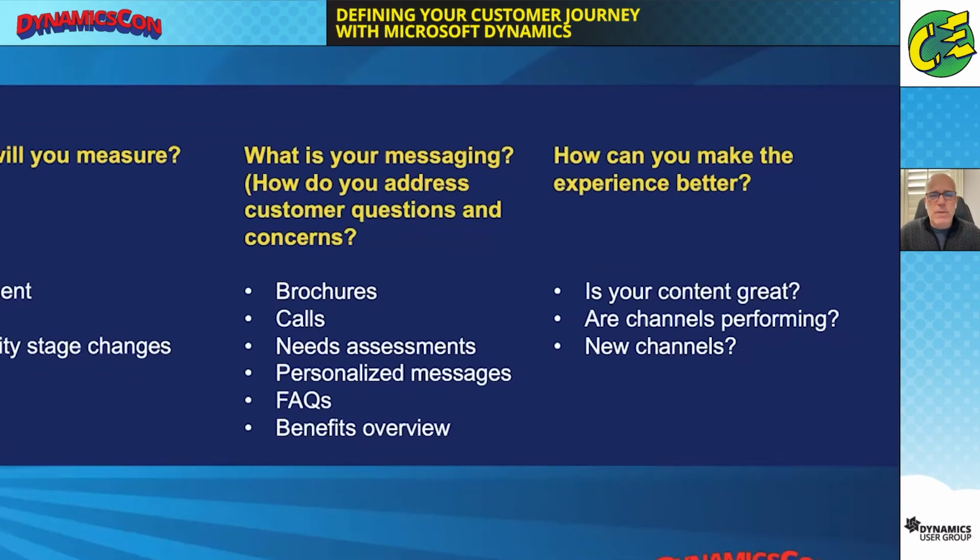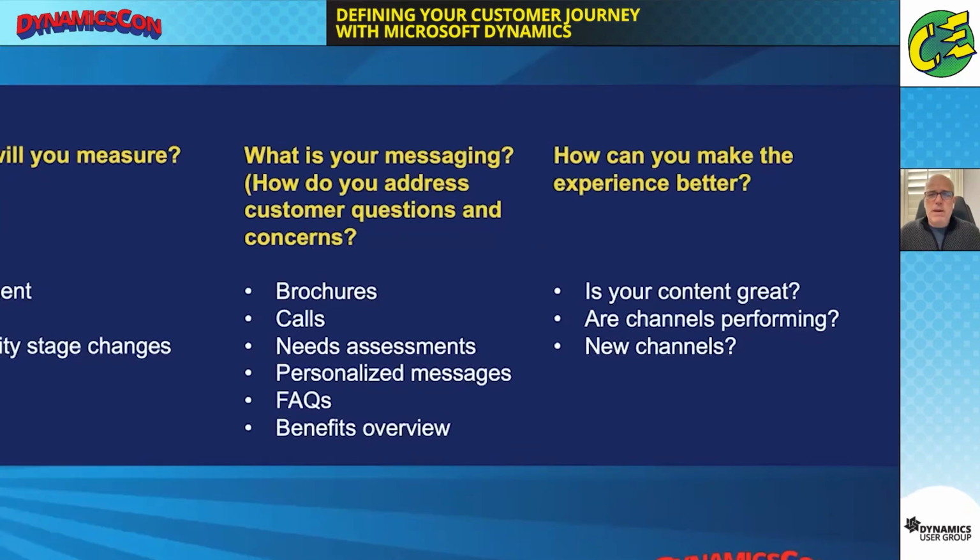So what's our messaging again? How are we addressing customer concerns? So we've got brochures out there, we've got the calls that are happening, we have needs assessments, personalized messages, FAQs, benefit overviews. Having recorded conversations of phone calls between reps and prospects is a really strong move, so that you can periodically go back through there and say, sales rep A is closing way more deals than sales rep B. Why is that? What kind of language is sales rep A using that is different than sales rep B? And how can we start to standardize our language across our entire sales team so that we're converting more deals?